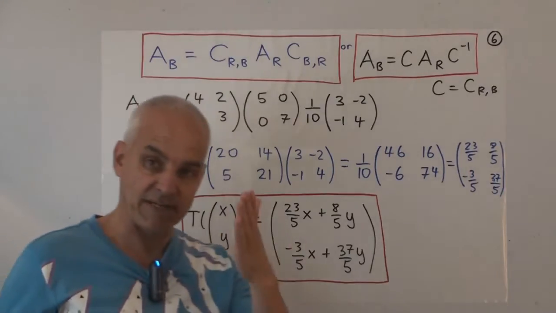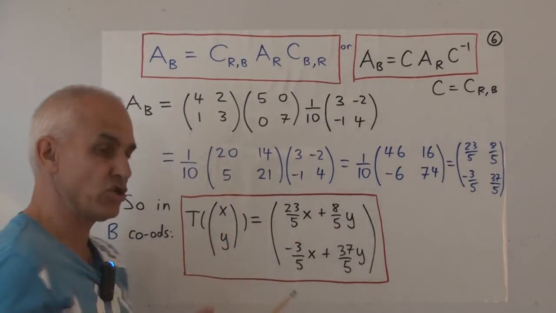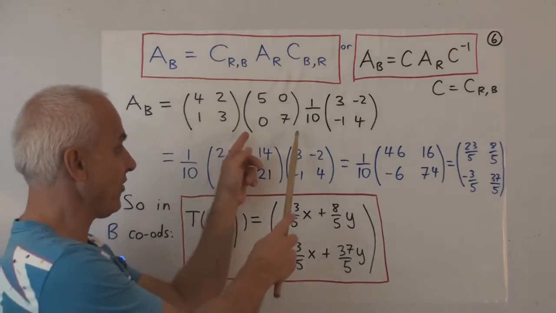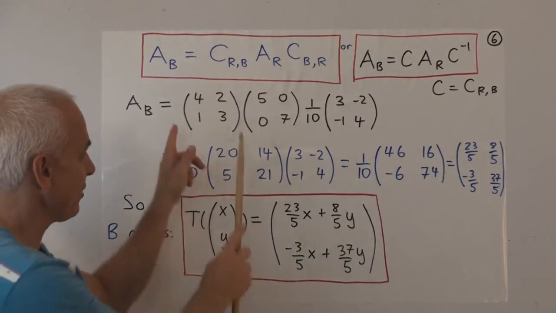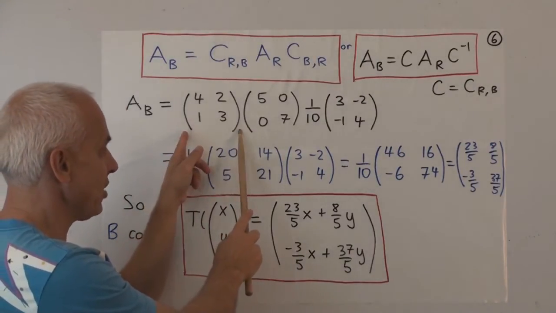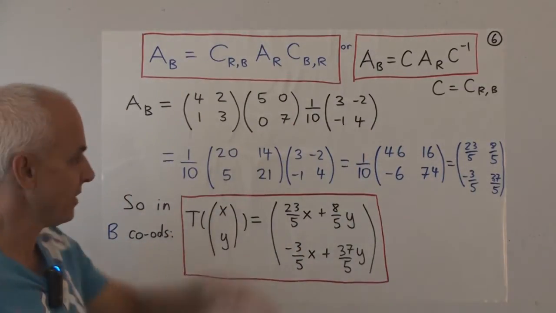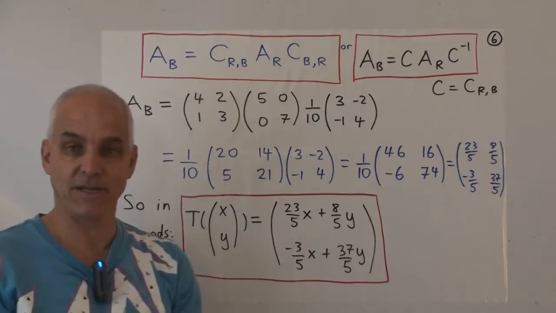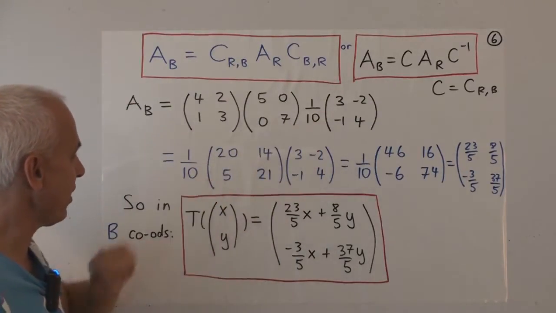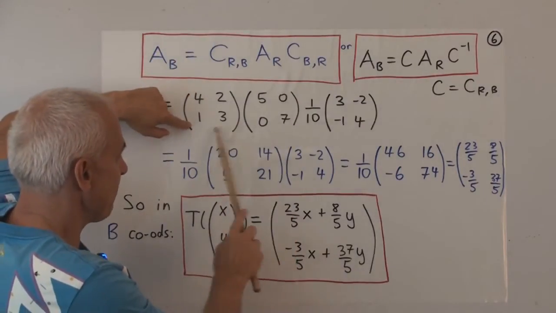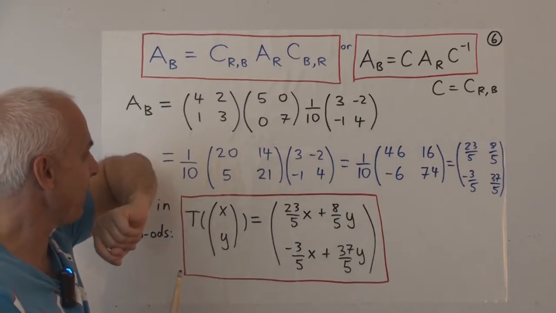So let's go back to our specific example that we had. Remember, we started out with this dilation in Rachel's system that had this as its matrix, 5, 0, 0, 7. Here is the change of basis matrix, C_RB, and here is its inverse. So let's multiply those three matrices together and see what we get. The 1/10 can come out here. Now let's have a look at just the product of these two matrices, which is a little bit interesting and important to see what happens.